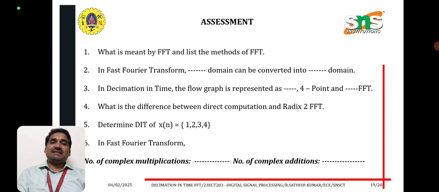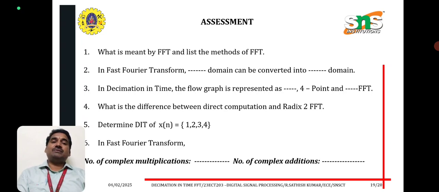Now we can see the assessment. What is meant by FFT? Fast Fourier Transform. Why are we going for Fast Fourier Transform? To reduce the number of calculations. List the methods of FFT: DIT, decimation in time FFT, and decimation in frequency FFT. In Fast Fourier Transform, the time domain can be converted into the frequency domain. In decimation in time, the flow graph is represented by 2-point, 4-point and 8-point FFT.